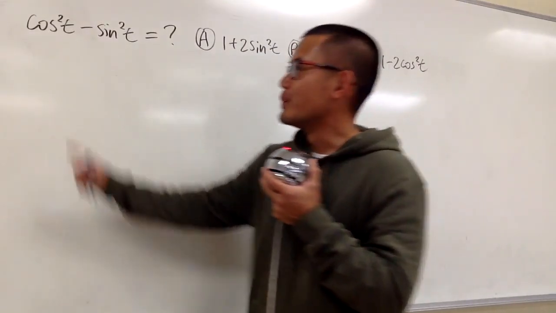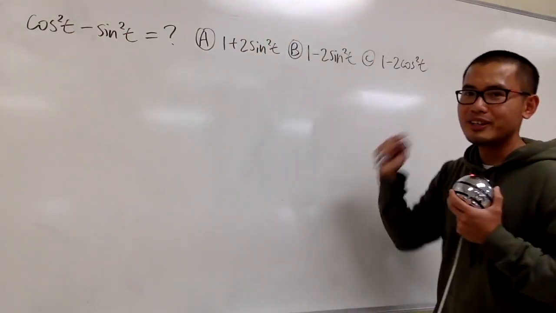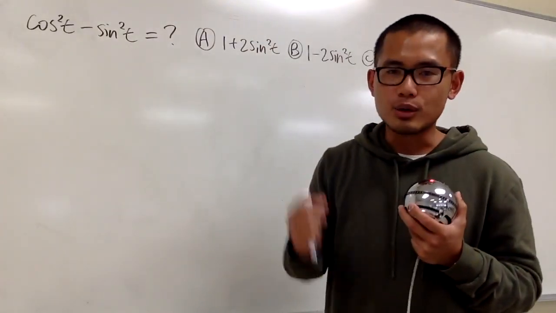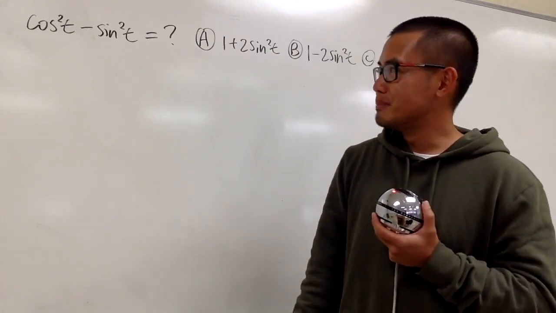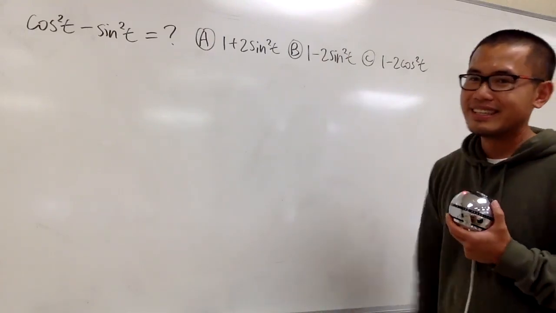Let's look at this one. We have cosine squared t minus sine squared t is equal to which of these? Notice that both of these terms are in terms of sine and cosine already, so I don't need to do the usual step, right? But I still have to identify which of these this is equal to.